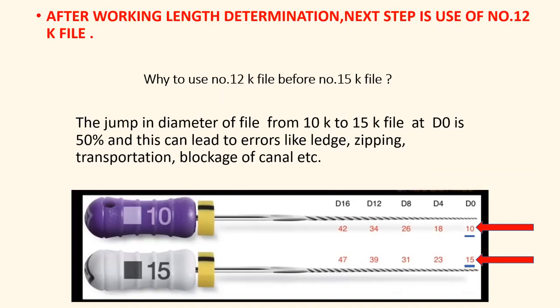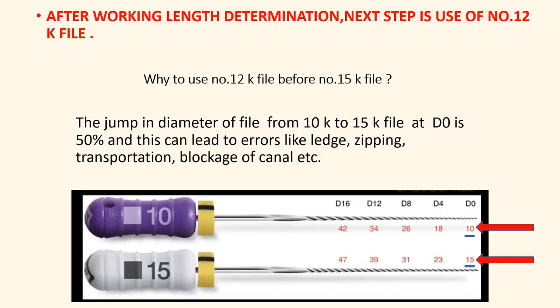After the working length is determined, the next step is the use of a number 12K file. Why use the number 12K file before the number 15K file? Because the jump in the diameter of the file from 10 to 15K file at D0 is 50%, and this can lead to errors like ledge, zipping, transportation, blockage of canals, etc.